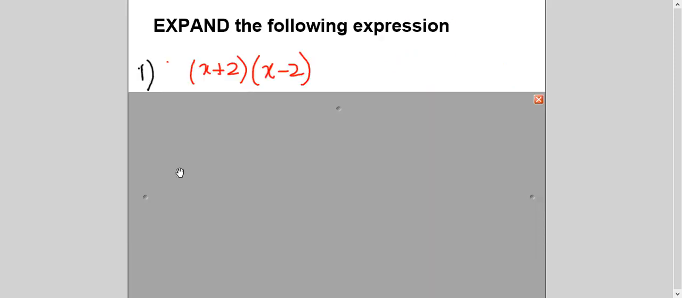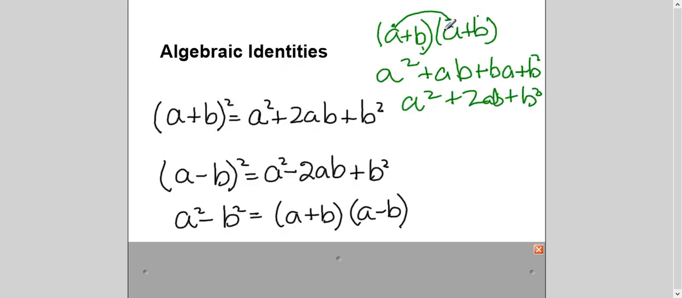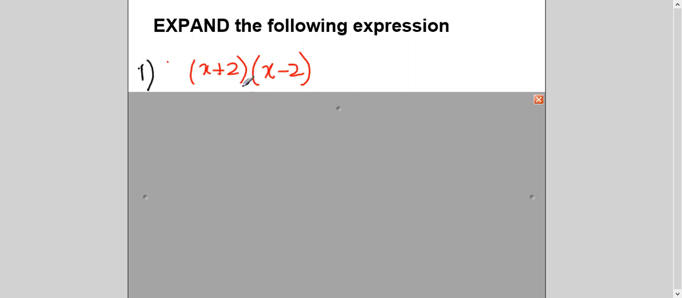So let's see the questions. This video is on expansion of expressions, and I have taken expressions of different types, right? So the first one is this. Now, when you look at this, the first thing is either you multiply this x by both the terms and then this 2 by both the terms, just the way I have done here, right? Or when you look at it, what comes to your mind? Algebraic identities. Which one? This one, which I have just told you.